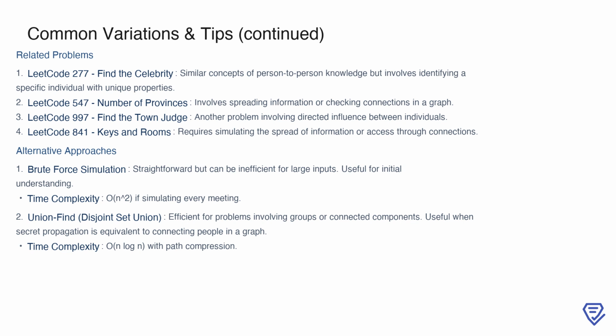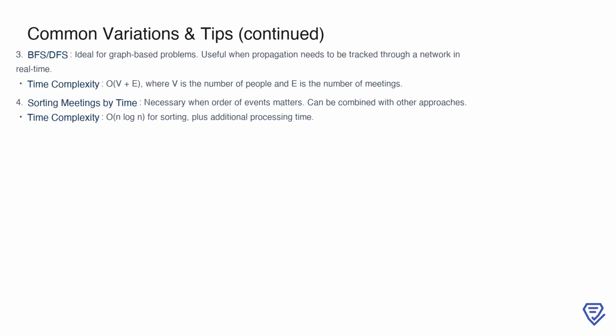Additionally, BFS and DFS are excellent techniques for graph-based problems, especially when you need to track propagation in real time. Their time complexity is O(V + E), where V represents the number of people and E the number of connections or meetings. These methods are particularly useful when the network has dynamic or complex propagation paths.